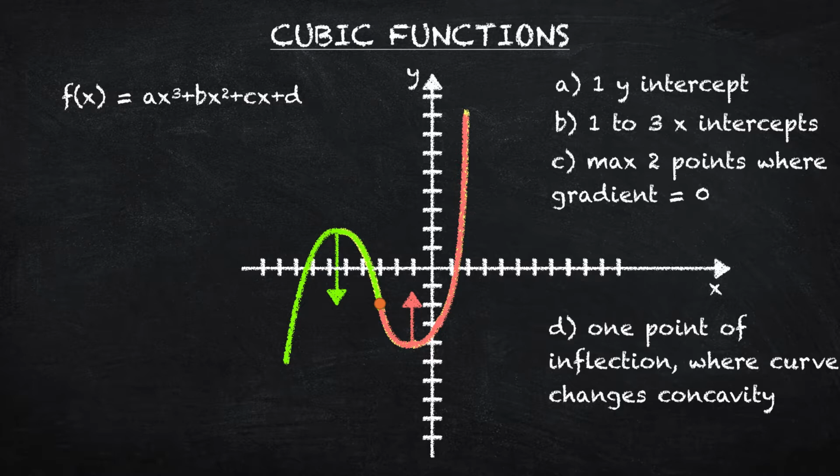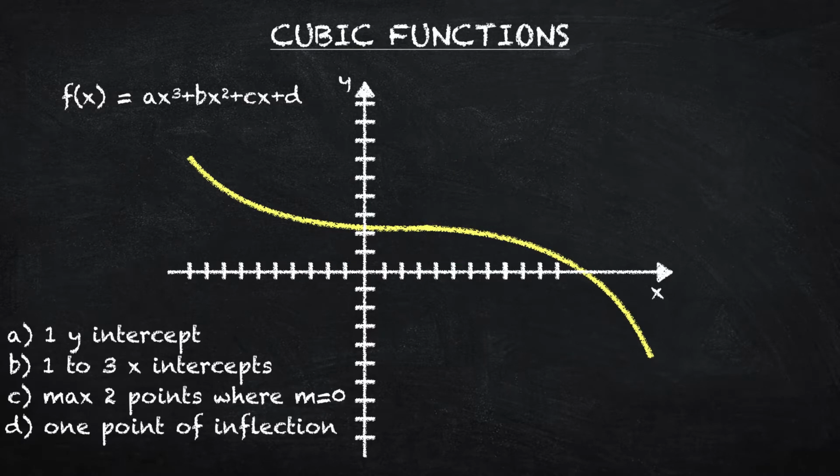So let's look at another case and see if all these properties that we have written here are true. Another cubic function, this time the yellow line. We have one y-intercept, which is this point. We have from 1 to 3 x-intercepts. In this case, we have only one. And then we have a maximum of 2 points where the gradient is equal to 0. In this case, we have 1 point where the gradient is equal to 0, which means it has a tangent that is parallel to the x-axis.